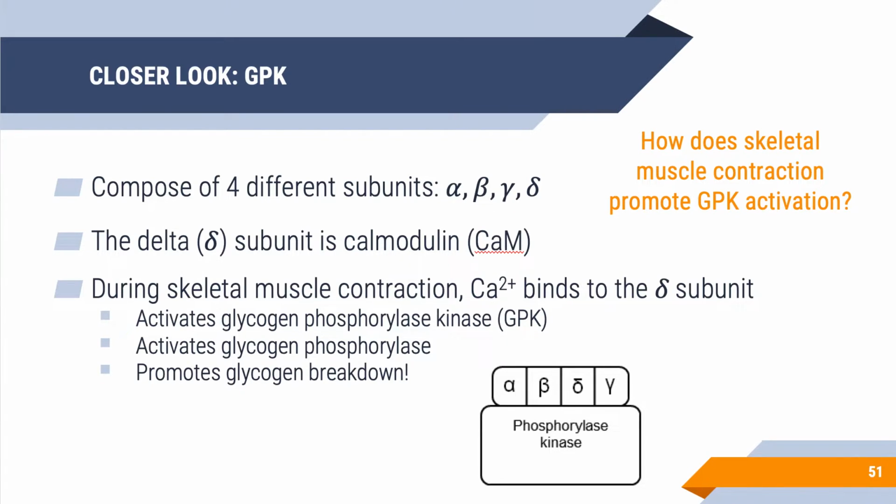So when we're thinking about skeletal muscle contraction, we have to think about the fact that we have increased calcium levels. Importantly, the delta subunit on this glycogen phosphorylase kinase is calmodulin. So during skeletal muscle contraction, calcium can bind to that delta subunit, which is calmodulin. Binding of calcium to calmodulin activates glycogen phosphorylase kinase. We know the activation of glycogen phosphorylase kinase promotes the activity of glycogen phosphorylase to cause glycogen breakdown.